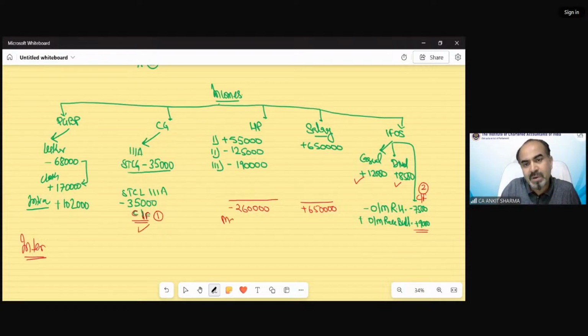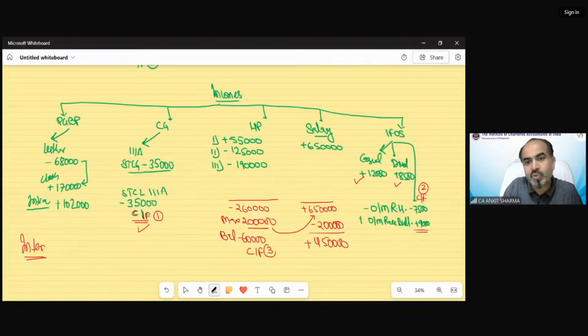Now, a maximum of 2 lakh out of this house property loss can be set off against salary income. So we are going to set off this 2 lakh out of this income. So 4,50,000 will remain as my salary income. The balance loss of 60,000 is going to be carried forward number 3 after inter-head. So my income from other sources will remain 12,000 plus 8,500 plus 9,000. That would be 29,500.